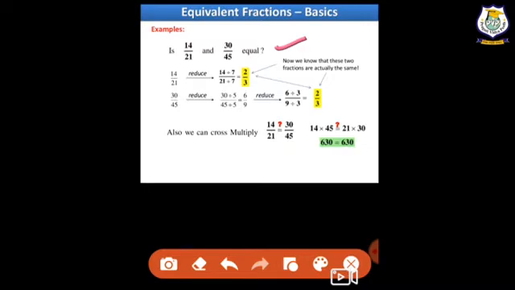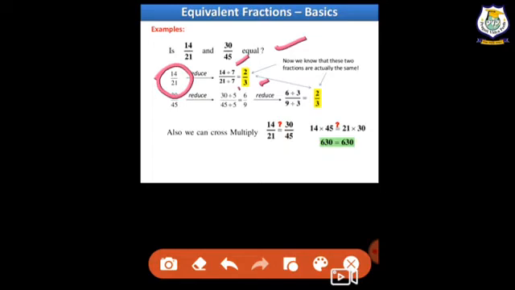14 by 21. First we will have to reduce it. Reduce it means we will have to divide by the same table. 14 and 21 both come in the 7 table, so it is divided by 7. 14 comes in the 7 table 2 times and 21 comes in the 7 table 3 times. It means it is 2 by 3.